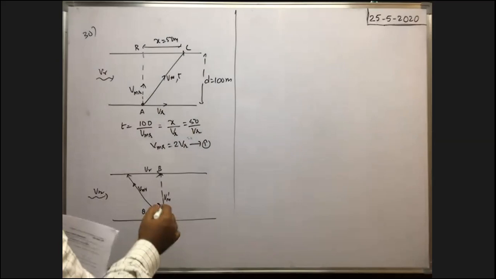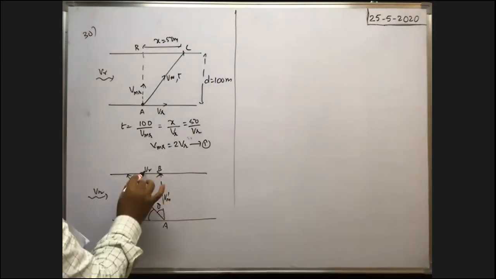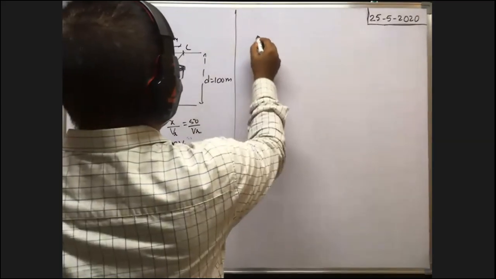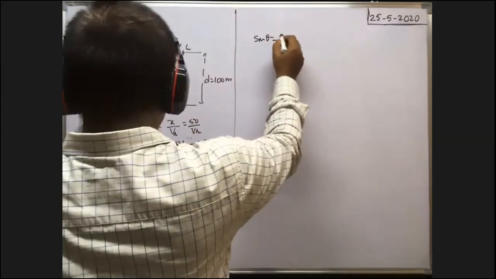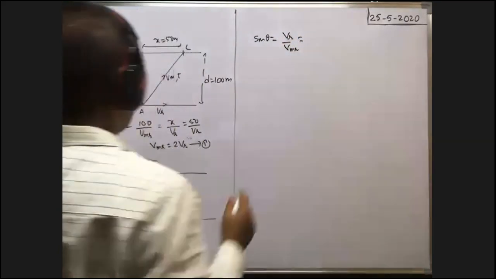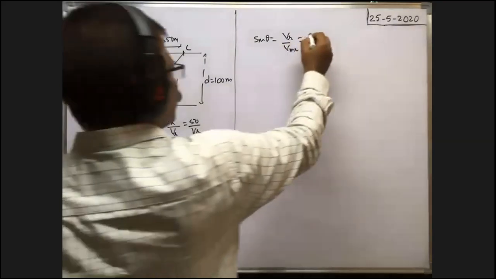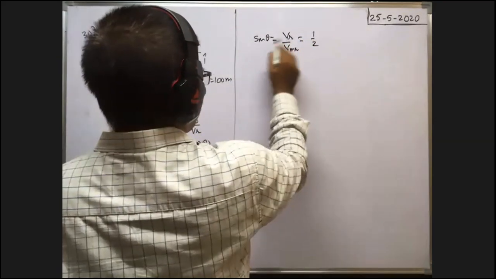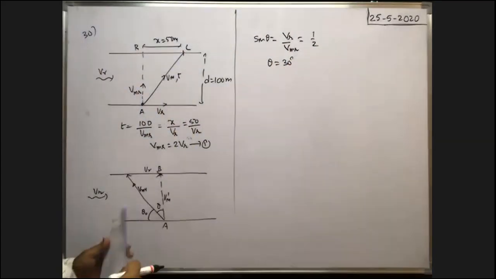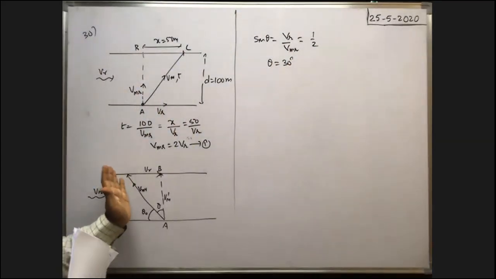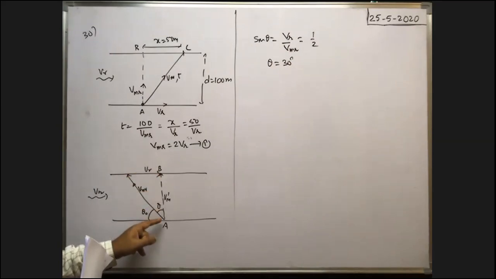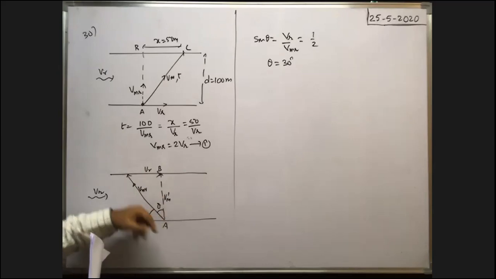Here in this right angle triangle, opposite to theta, VR is known, hypotenuse is known. So you take sine theta. Sine theta is equal to opposite VR by VMR. But what about VR by VMR? 1 by 2, no? 1 by 2. Therefore, sine theta is equal to 1 by 2 means theta is equal to 30 degrees. So when the man swims upstream at an angle 30 degree with the normal to the direction of river flow, then he can reach exactly the opposite point.